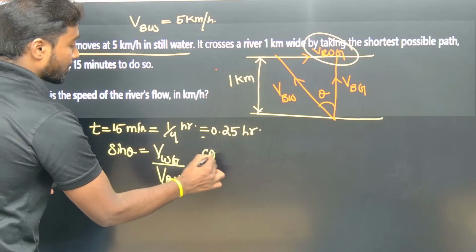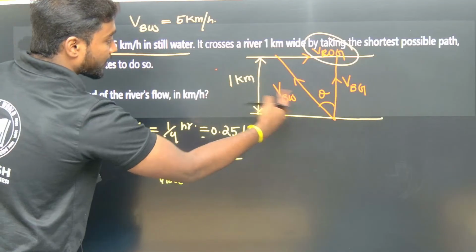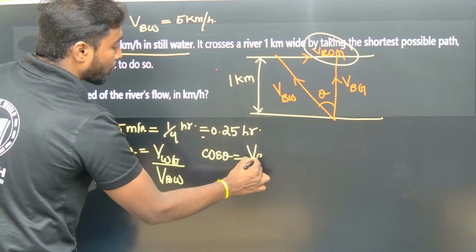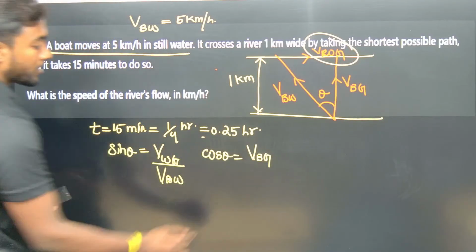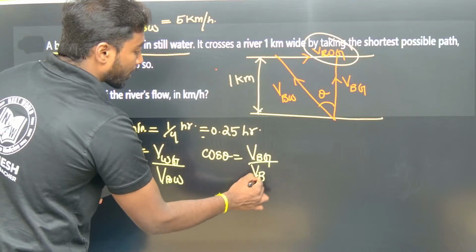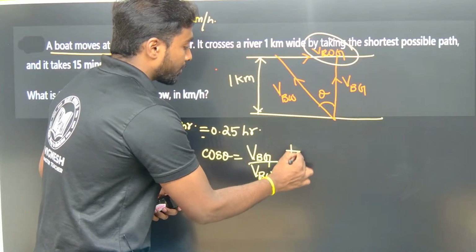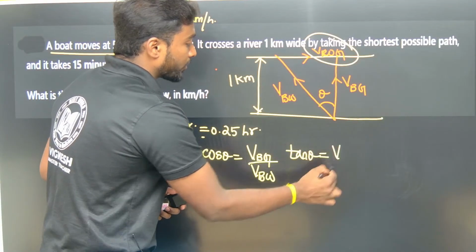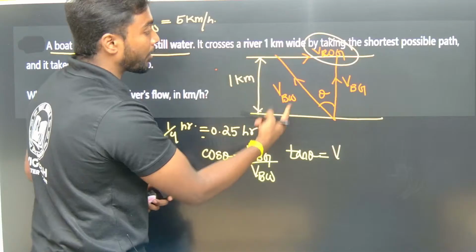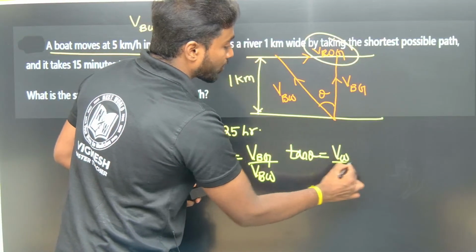The next thing is cos theta is equal to adjacent by hypotenuse, velocity of the boat with respect to ground divided by velocity of the boat with respect to water. Next is tan theta. Tan theta is equal to opposite by adjacent, velocity of the water with respect to velocity of the boat.